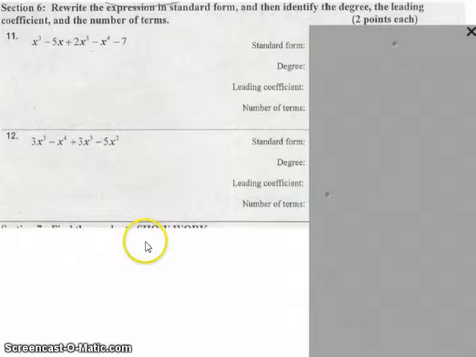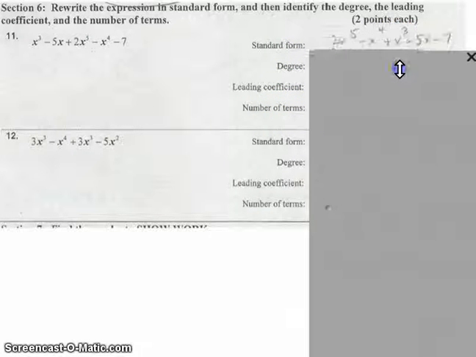All right, next batch of questions about polynomials. I asked you to write them in standard form, tell me the degree, the lead coefficient, and the number of terms. Well, I've already talked a bit about standard form, so I'll just show you what the standard form answer is for number 11. The degree comes from that first term. It's the exponent on the x of the first term. It's going to be 5.